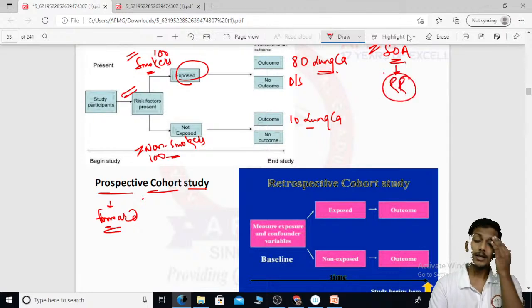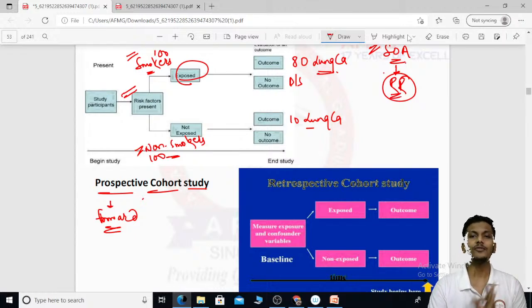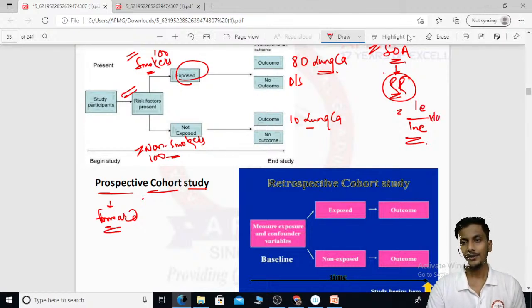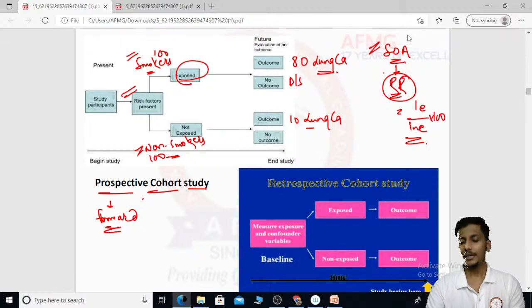So please remember, relative risk is used for measuring the strength of association in cases of cohort study. Okay, and what is the formula for relative risk? Please remember, the formula for relative risk would be incidence in exposed upon incidence in non-exposed, into 100. Okay, so please remember this. And what do we mean by incidence?